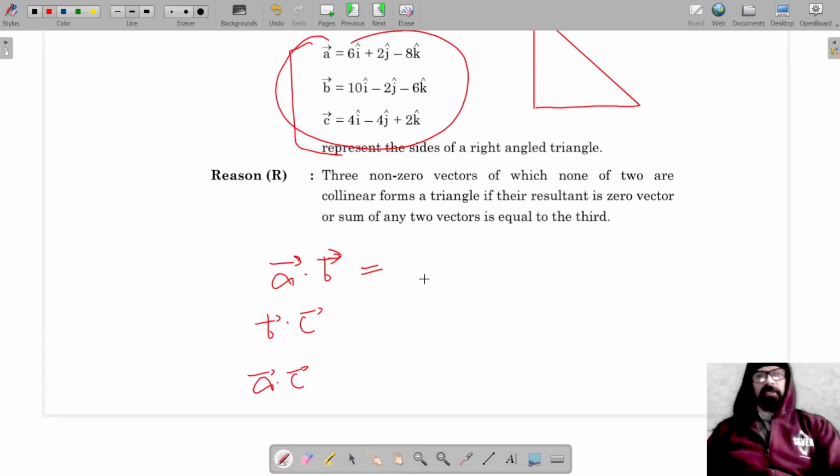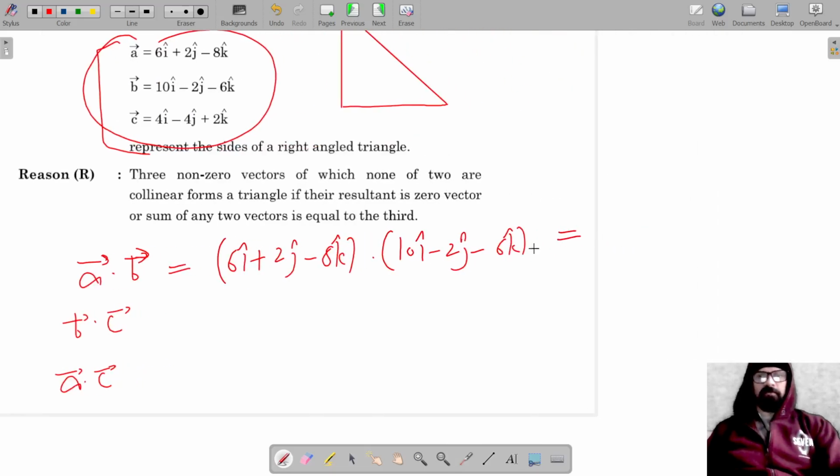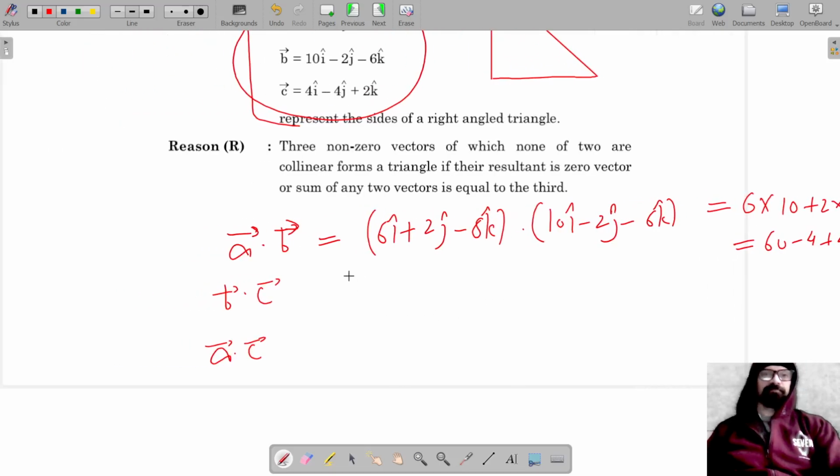Now the dot product of A. A is 6i cap plus 2j minus 8k cap, dot product with B, which is 10i cap minus 2j cap minus 6k cap. Its dot product is the sum of the products of the respective scalar components: 6 into 10 plus 2 into negative 2 plus negative 8 into negative 6, which gives me 60 minus 4 plus 48, which obviously will not be equal to 0.